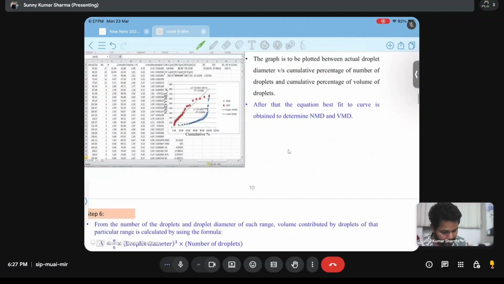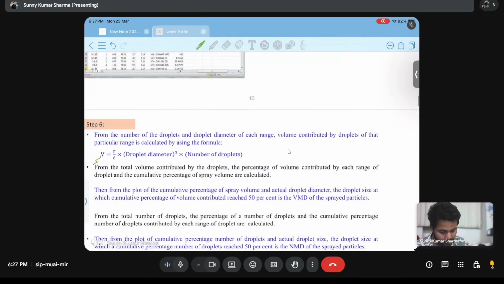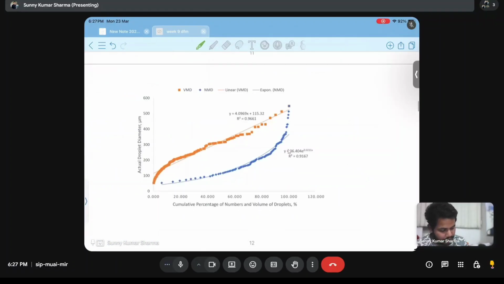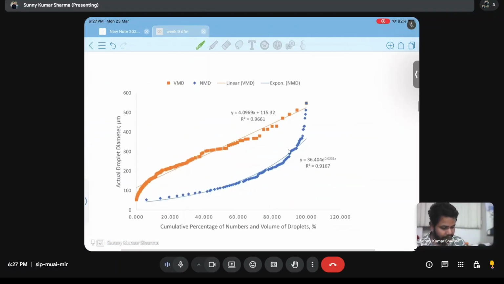Similarly, the same thing is explained here. This is the volume formula, and the number of droplets. So suppose this is one graph. Just now I explained the same thing here.